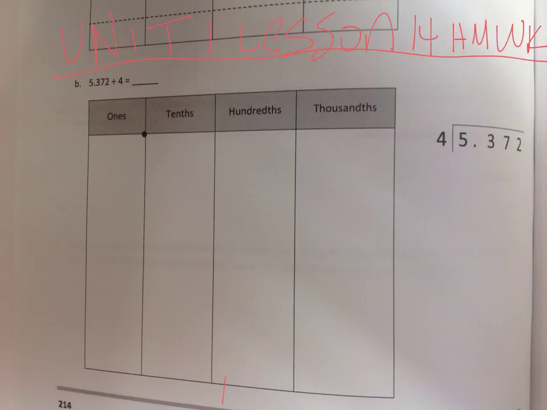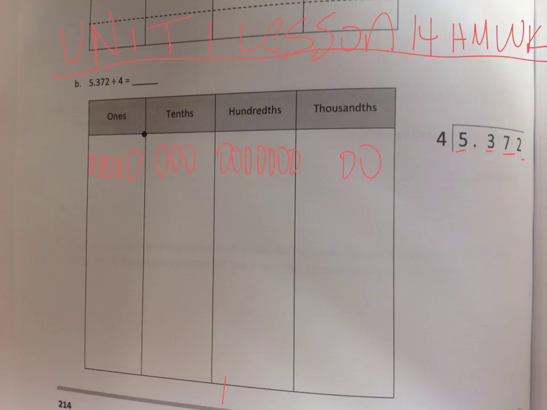So it's 5.372 divided by 4. Before I even start doing the problem, I'm going to set up my place value chart. I have 5 ones, so I'm going to draw 5 discs in the ones place. I have 3 tenths, so I'm going to draw 3 tenths in the tenths place. I have 7 hundredths, so I need to put 7 discs in the hundredths place. And I have 2 thousandths, so 2 discs in the thousandths place.